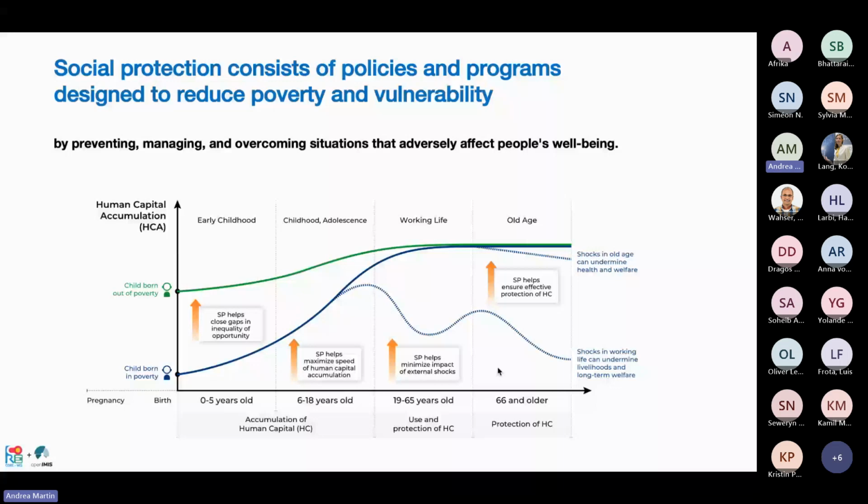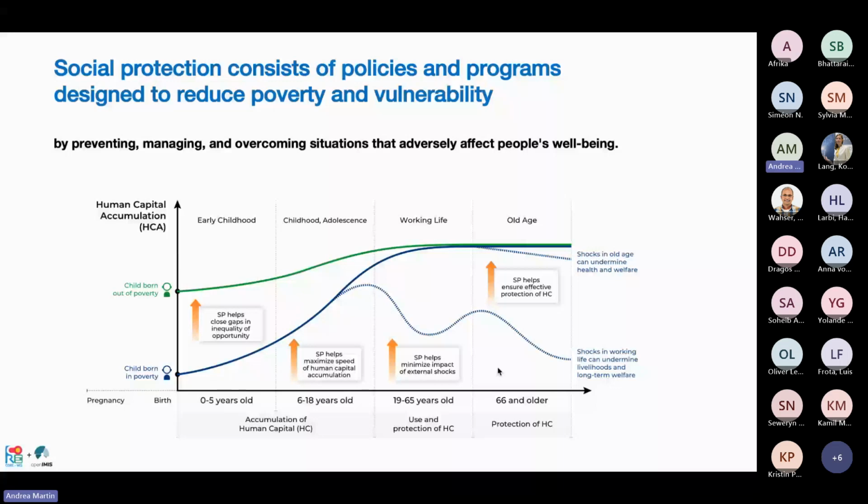We have here a diagram that on the horizontal axis breaks down the different age groups. So we have the children between 0 and 5, the youth between 6 and 18. Then we have the adult people between 19 and 65. And then we have the more senior people, 66 years old and beyond. And on the vertical axis, we have a measurement, which is what we define human capital accumulation.